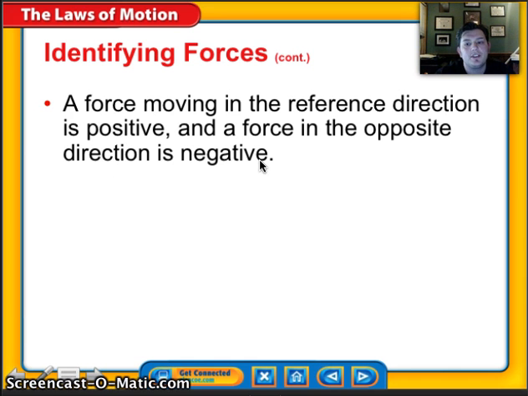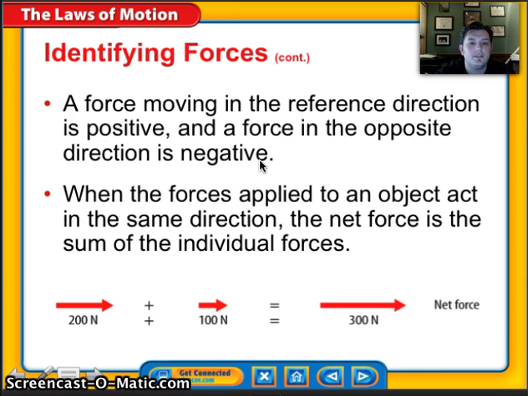So let's think about this. Say I'm pushing with a force of 200 newtons. And another person comes, because I can't push, let's say, a refrigerator, and I need to move it, but I'm not strong enough. I have somebody else come help me. They push with 100 newtons of force. That's a total of 300 newtons to the right, just like on these arrows. So when forces are applied to an object in the same direction, the net force is adding them both together. That's apparent when two people push something in the same way.